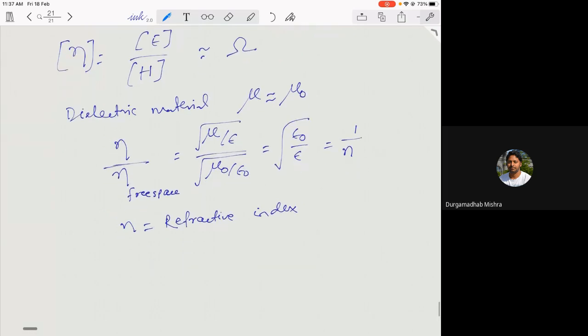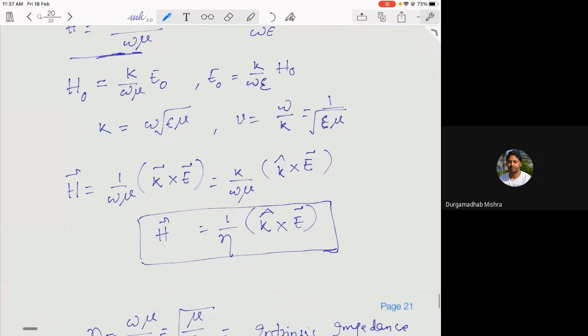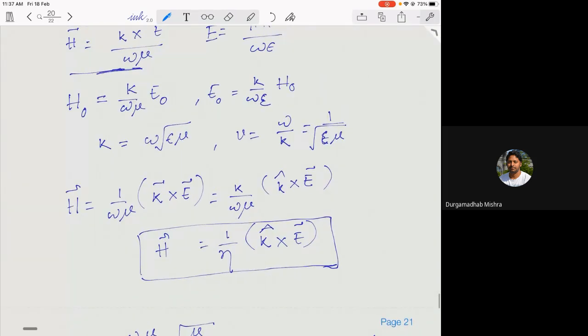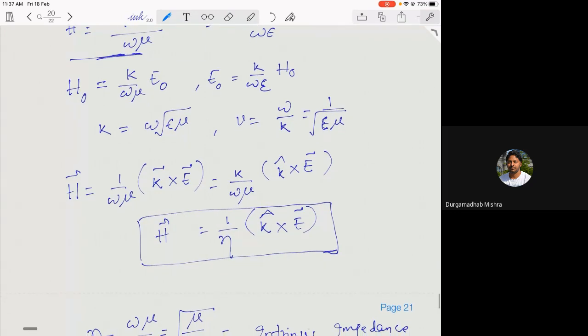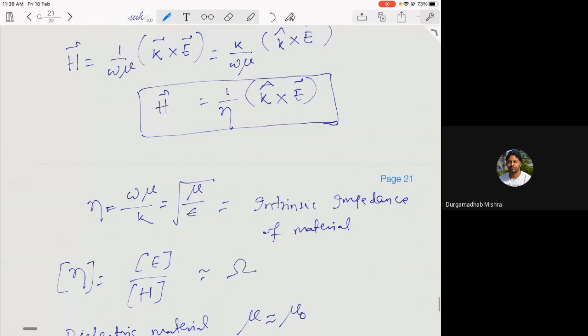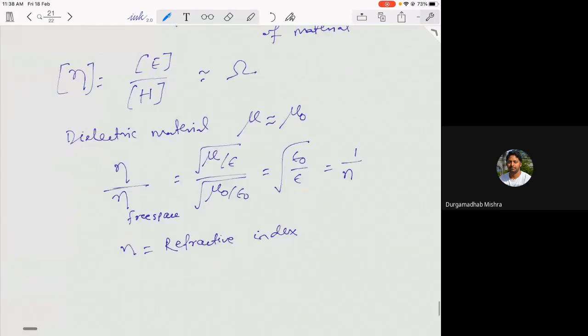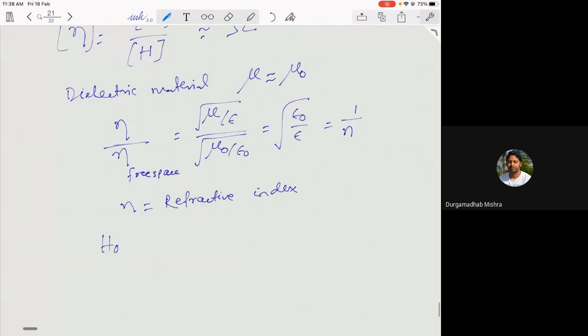So we have a relation between the amplitudes H naught and E naught, where H is 1 by eta into E. So we can simply write that the amplitude of your magnetic field, if you know the electric field, can be calculated just by this relation. Okay, so from this expression, you can also calculate the wave equations.